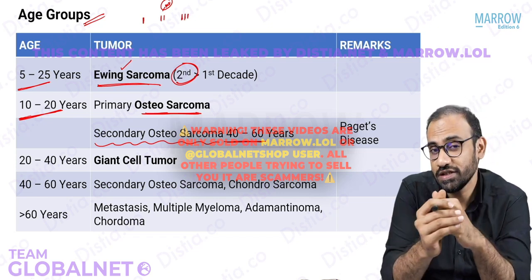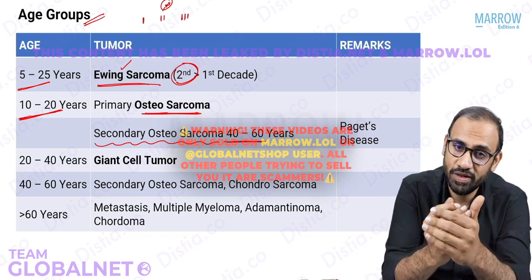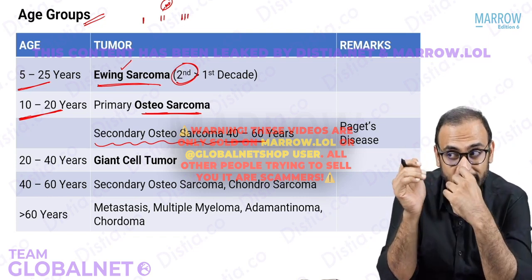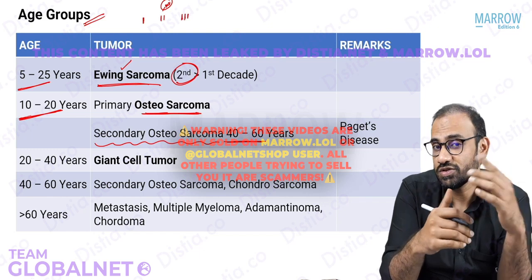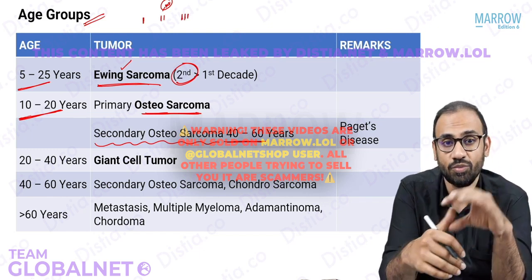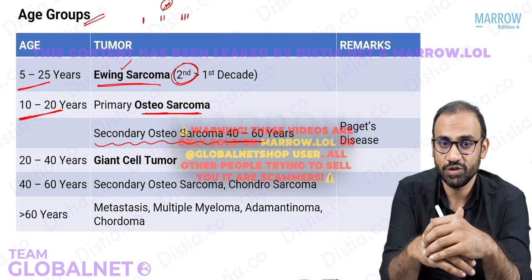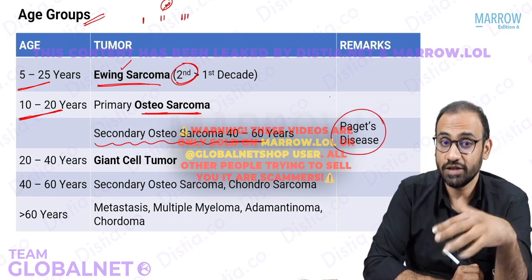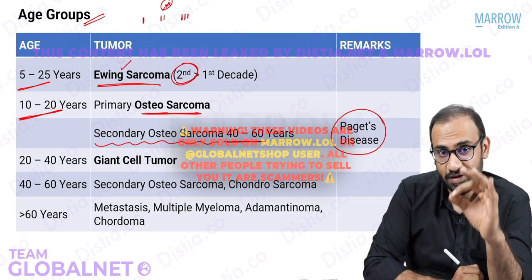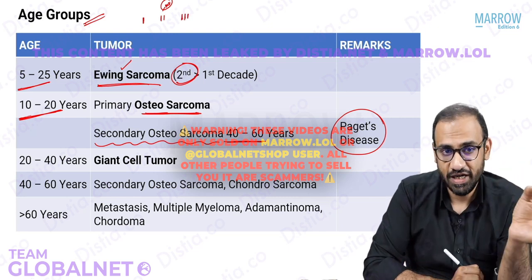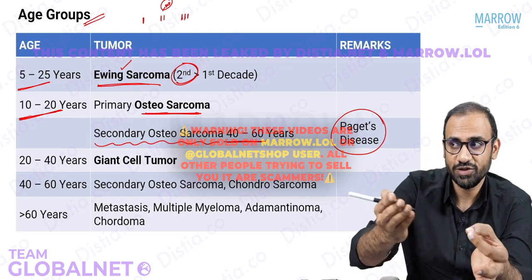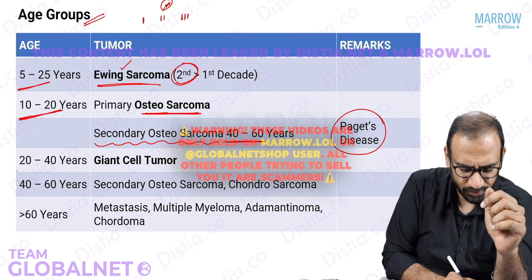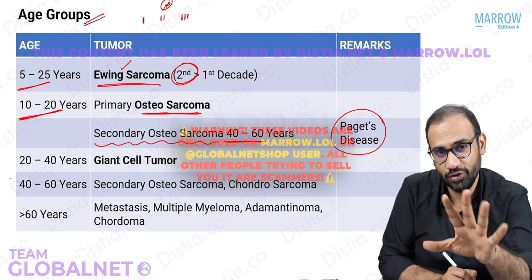And what is the cause here? Why is there secondary osteosarcoma? Primary is de novo. Secondary means there is a primary pathology that is increasing the risk of osteosarcoma manifesting later in life. The most common reason for a secondary osteosarcoma, friends, is Paget's disease. This is an MCQ. There are more reasons. We'll discuss this later. But very importantly, it is Paget's disease. So patient has Paget's disease, his chances of acquiring osteosarcoma later in life is high.